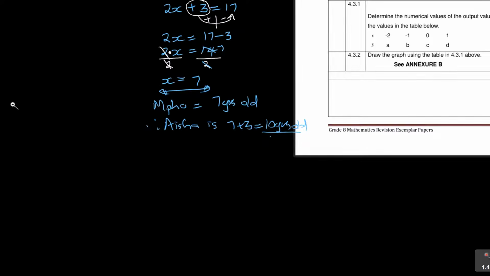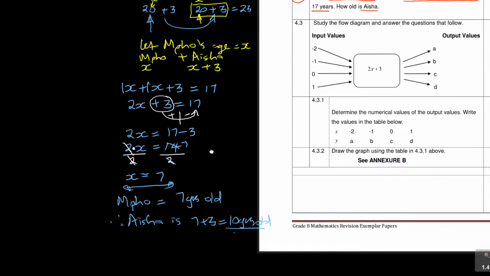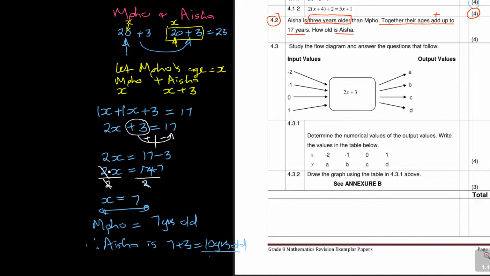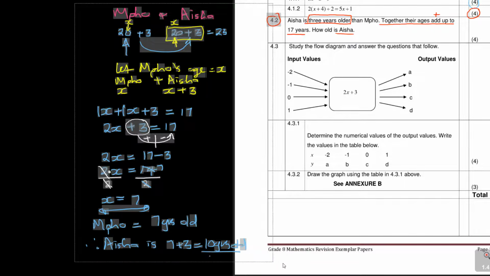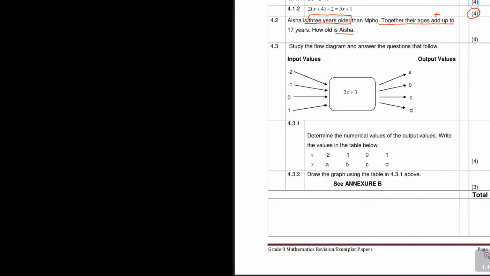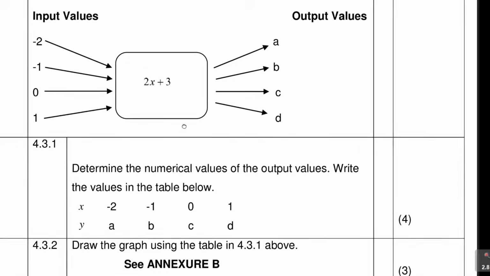Difficult? I keep on saying not really, but you just need to be careful with the way you approach the question. I hope it makes a bit of sense. Let's come back to the next question.